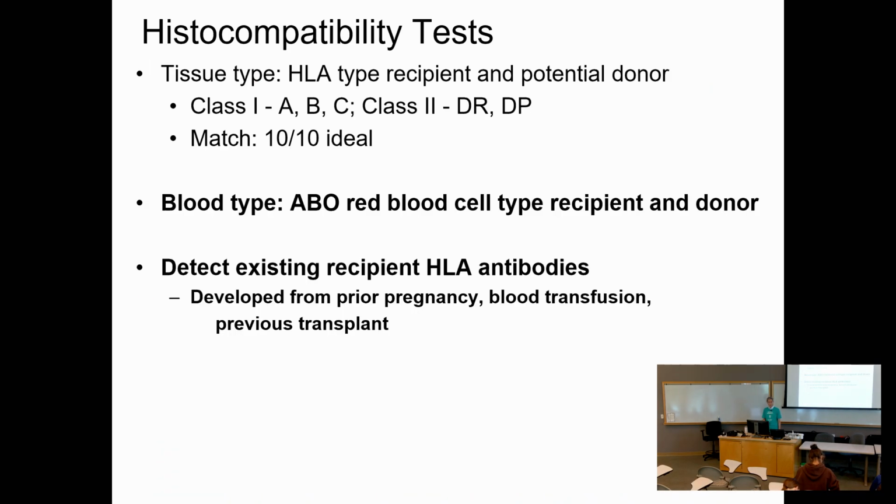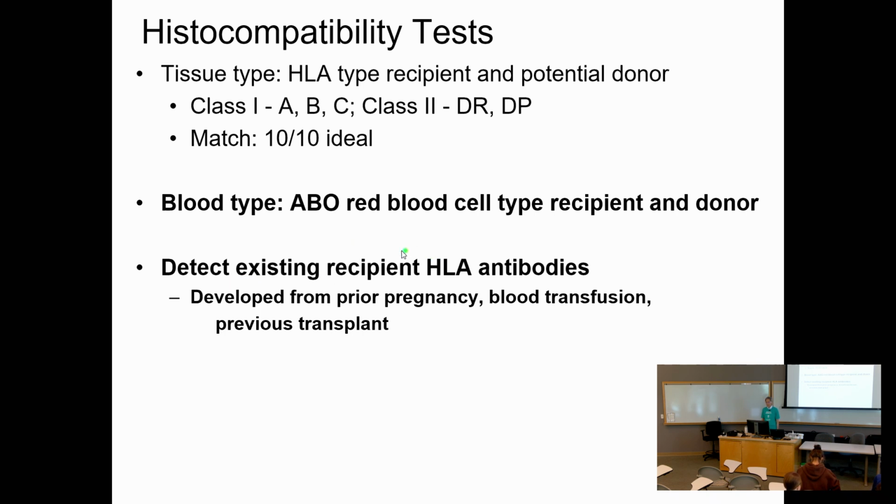So when we come back to what we want the laboratory to do, we want to type the recipients first. And so we have a wait list for patients who need organs. When they're at their recipient transplant center, they're all typed when they come in, and then their typing goes into a computer. And so for now, for all solid organs, we type for class 1 A, B, and C, and also class 2 DR and DP. So an ideal match now would be 10 out of 10, more than 6 out of 6. And then we also type the recipient and the donor's ABO typing.